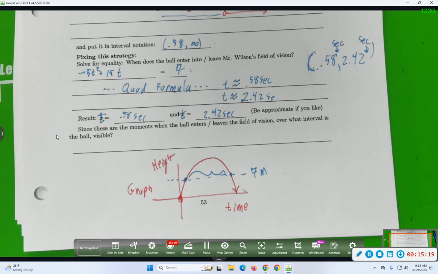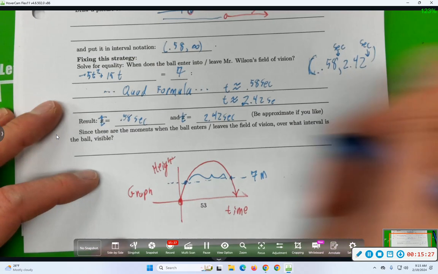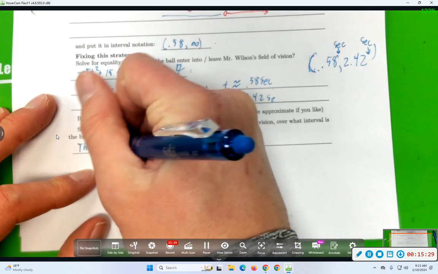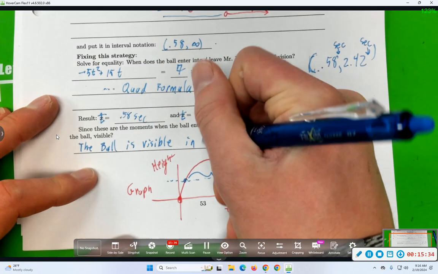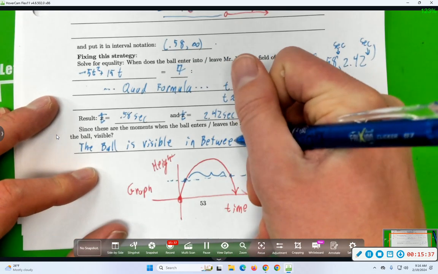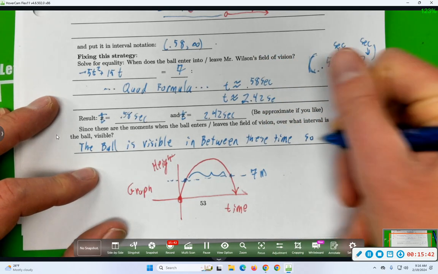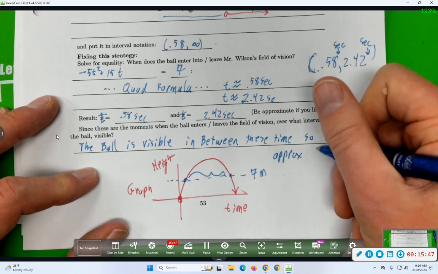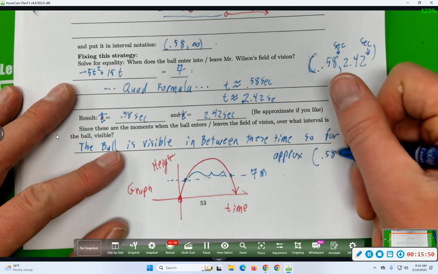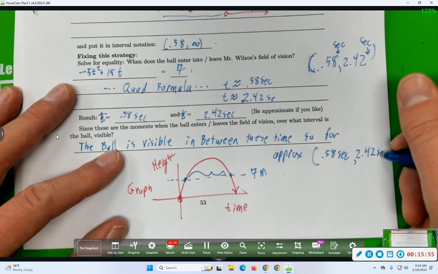Yeah, I think what I said was too many words and very hard to parse. But the one where it enters the field of vision and then leaves. The ball is visible in between these times. So, for approximately 0.58 seconds to 2.42 seconds.